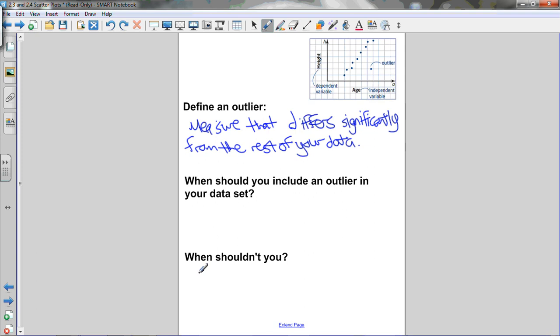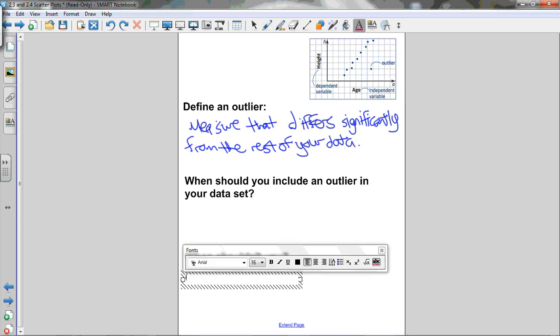So when shouldn't you use the outlier? If you can show it is inaccurate or unrepresentative of the population.